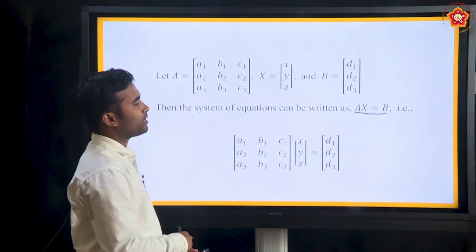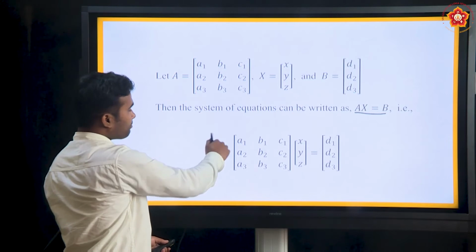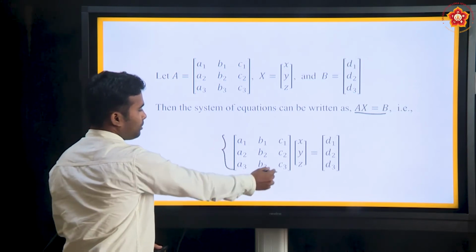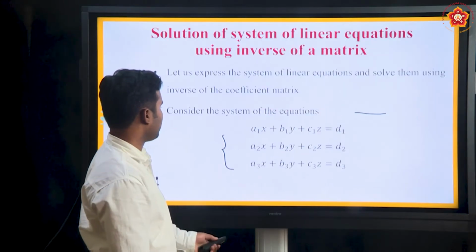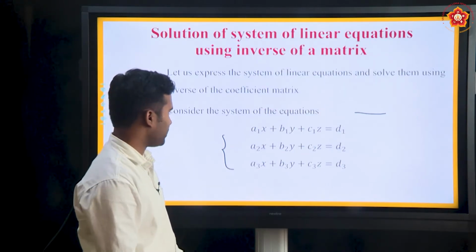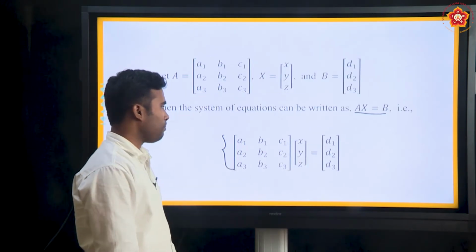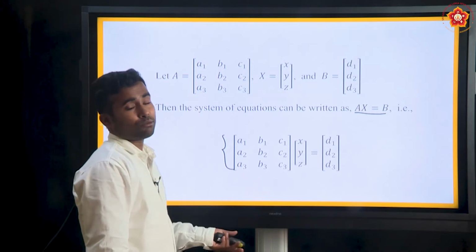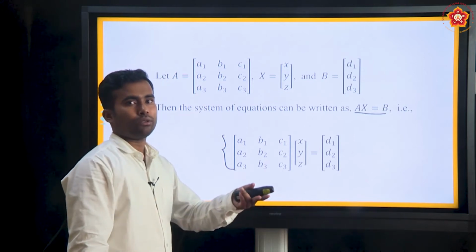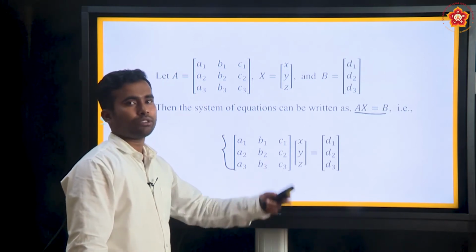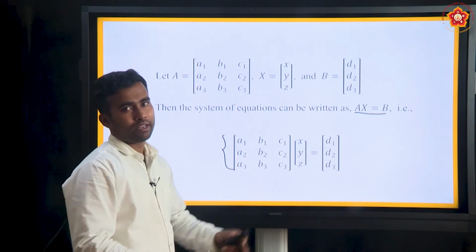So, any system of linear equations can be written as AX = B, not only for this 3 by 3 case. There are 3 equations here, you can see, and we have written them in the form AX = B. Also, we can write it if there are 2 equations. In that case there will be only 2 variables, understand?